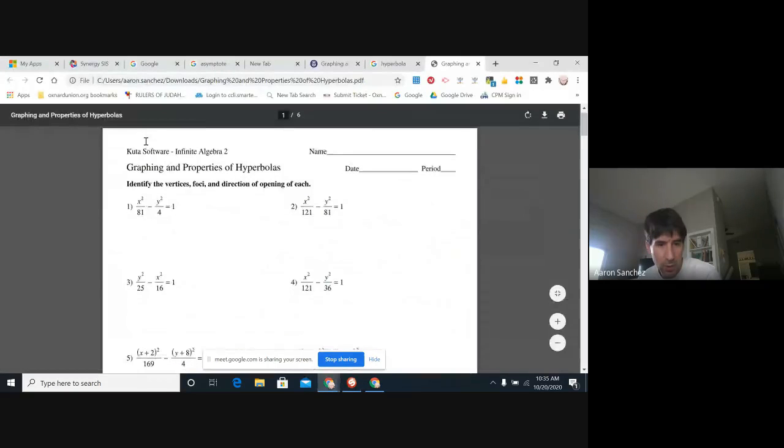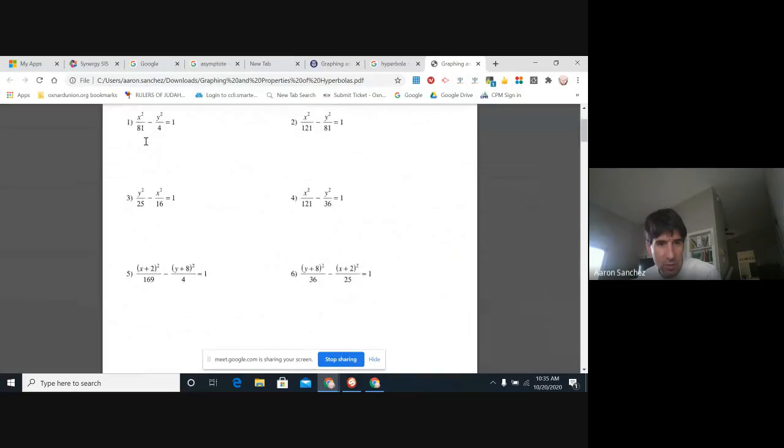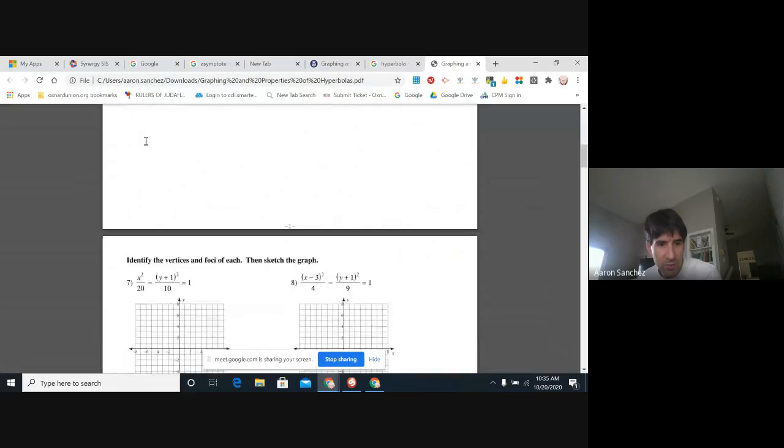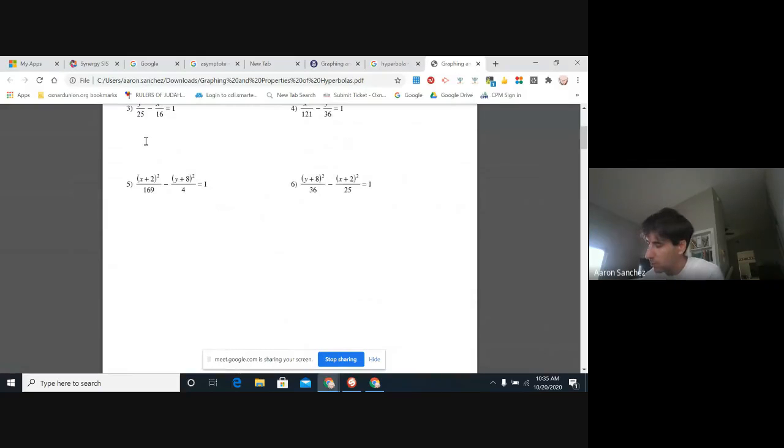Okay, let's go ahead and look at one. Let's do 5. You guys can do 3. We'll do 5, then we'll graph. Okay, let's do 5. What do we need to find? We need to find the vertices, foci, opening, and the equation for the asymptotes.